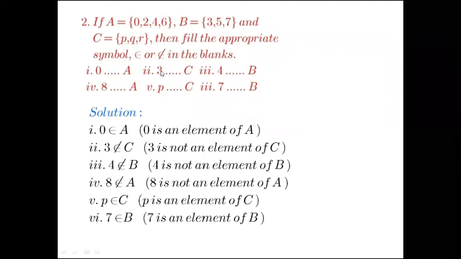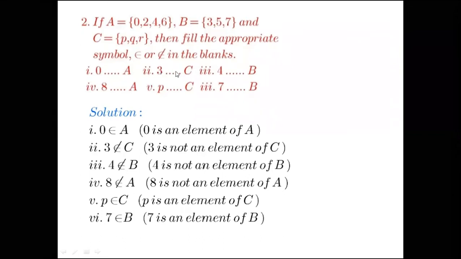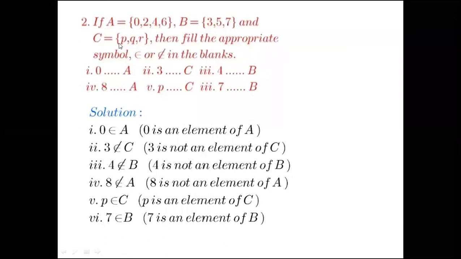Next, see this second Roman, 3. We have to write the symbol either belongs to or does not belong to C. If you see the set C, it has only 3 elements, which are nothing but P, Q, R. Then what symbol do we have to write over there? Does not belong to. This symbol represents does not belong to, and this one is belongs to.